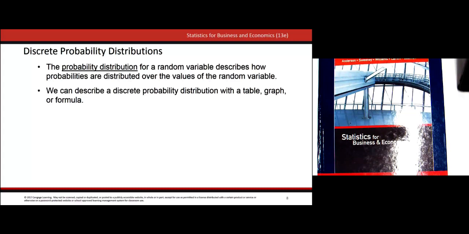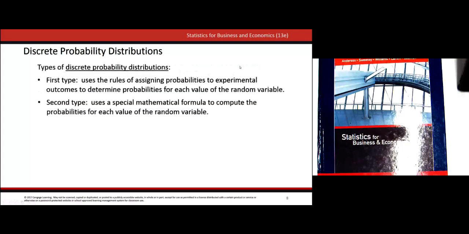And we can describe a discrete probability distribution with a table, graph, or formula. You can use a special mathematical formula to calculate the probabilities for each value of the random variable. Or you can use the rules of assigning probabilities to experimental outcomes to determine probabilities for each value of the random variable.